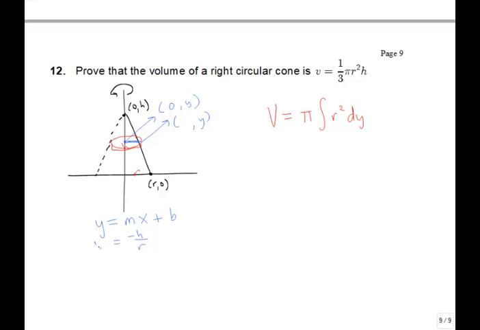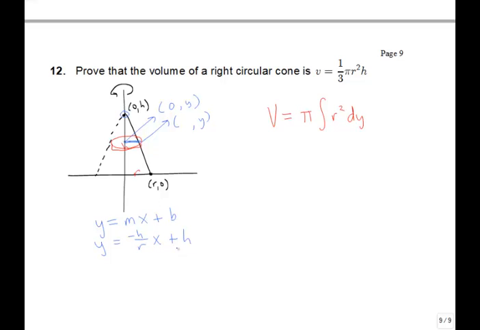So the equation of this line is going to be y equals this slope m times x plus, and then remember b is your y-intercept. So where does this line segment hit the y-axis? What's its y-intercept? Well, it's just this height h. That's where this line crosses the y-axis. So my b is just h. So here's the equation of that line segment.